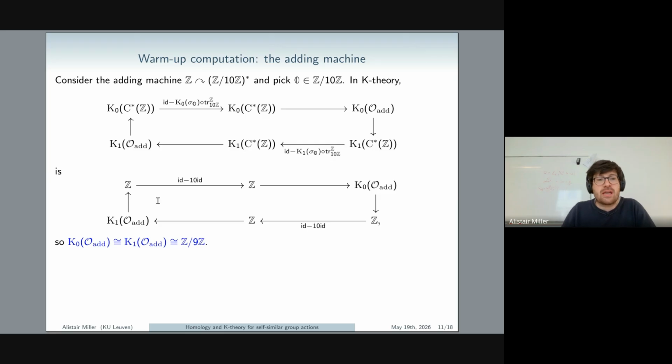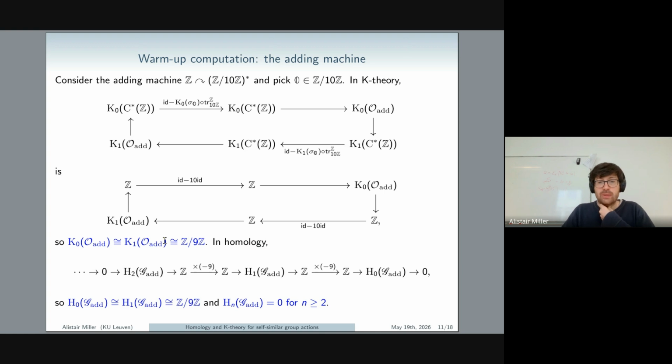And from that, we just get that both the K-theory groups are Z mod 9. And in homology, we get basically the same thing. The same computation gives us exactly that the first two homology groups are Z mod 9, and everything else vanishes. So note that in this case, we do have an HK-like formula. Okay.